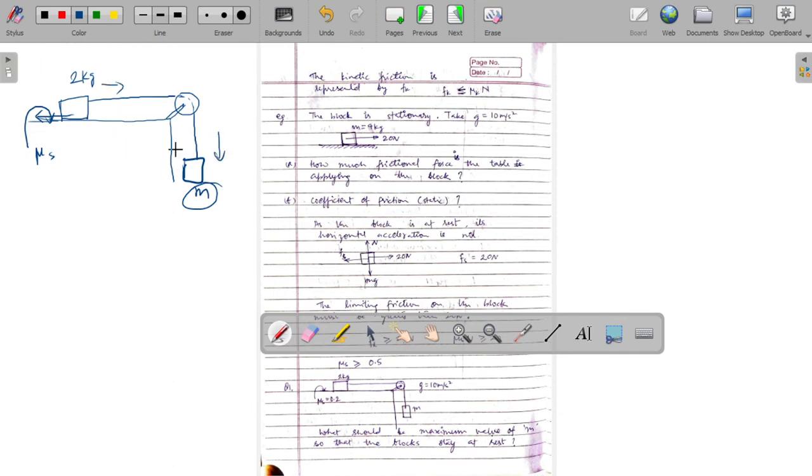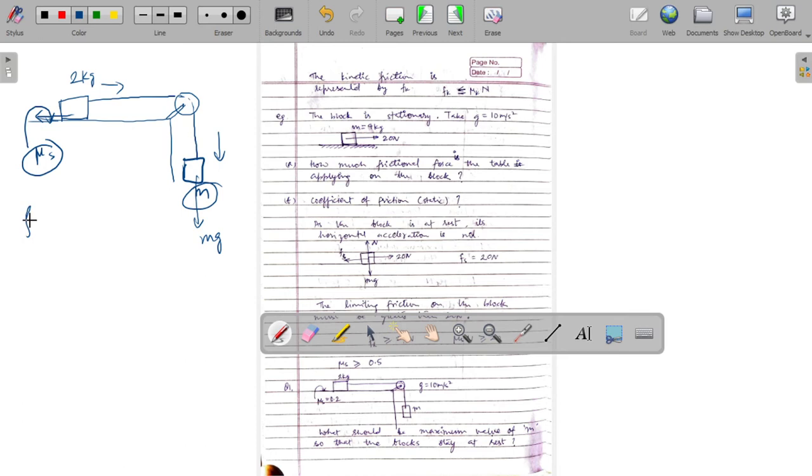What is going to drive the system in the downward or rightward direction? The blocks are going to be set in motion by the gravitational force of the mass, mg, and it would generate a tension which would indirectly try to move the mass 2 kg. And what is going to oppose that motion? The frictional force. So the force of friction is going to oppose this gravitational force mg.